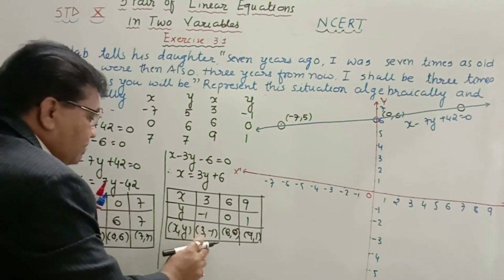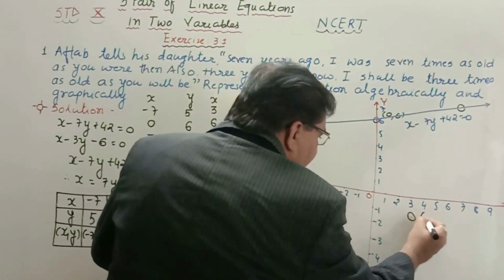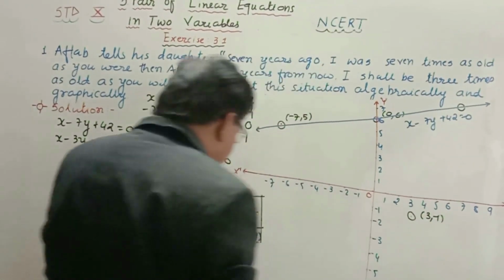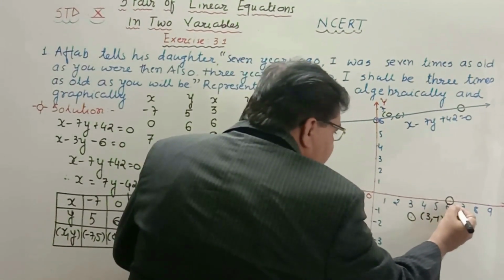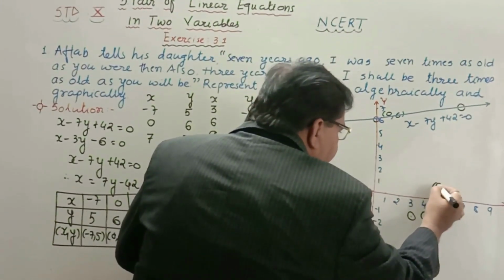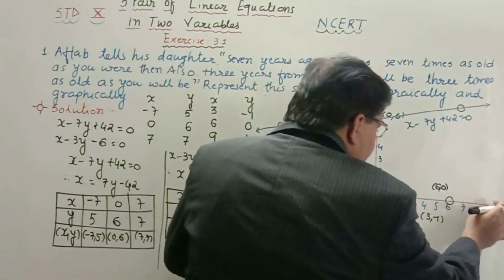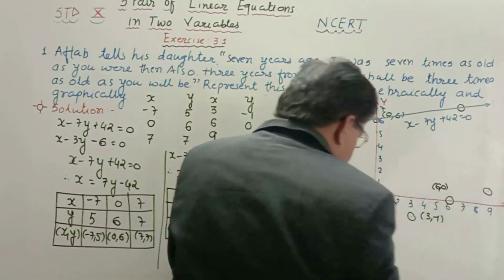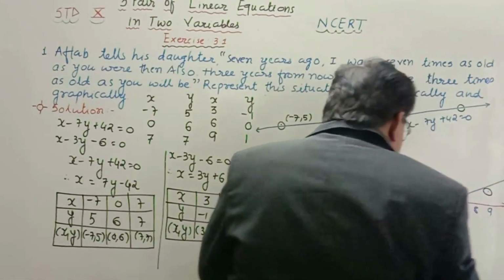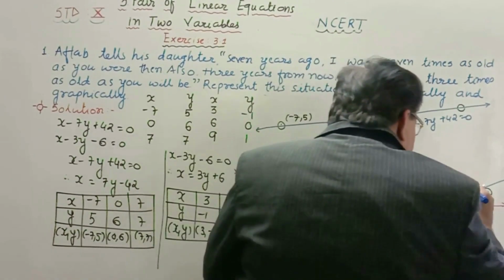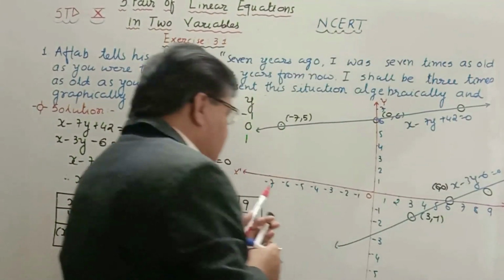Now 3, -1. 3 and -1. Here we write 3 and -1. 6, 0. Here we write 6, 0. And 9, 1. 9 and 1. So it is the graph of x minus 3y minus 6 equals 0.